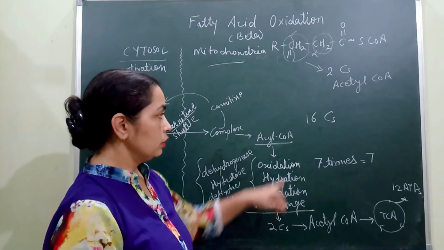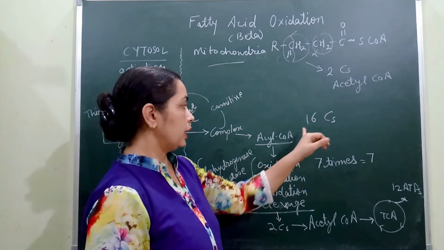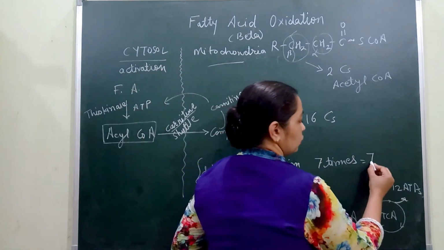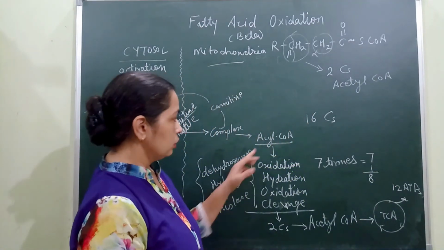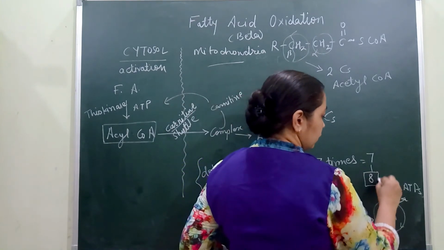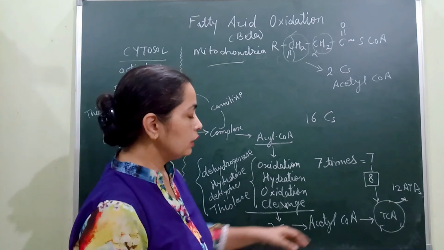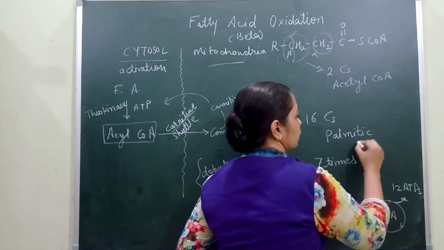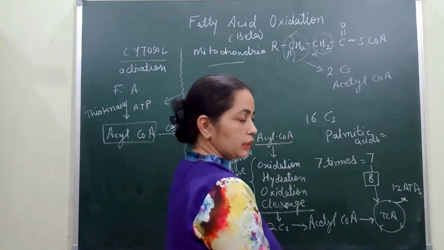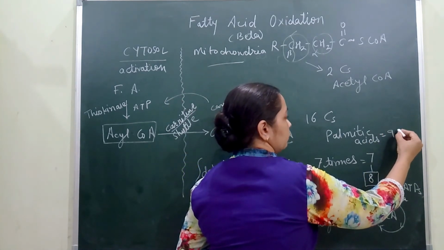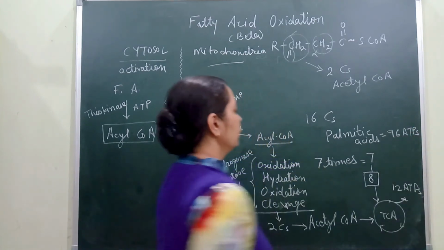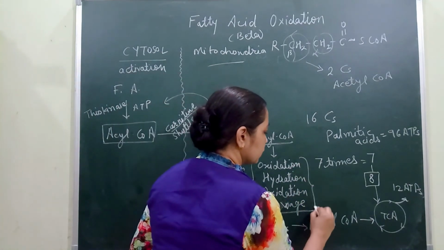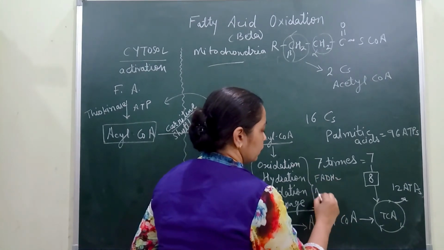While in the last step, where the 14 carbons are released, the 2 carbon fragment will be left behind, so that is again in the form of acetyl coenzyme A. So that's why there are a total of 8 acetyl coenzyme A from palmitic acid, and these 8 acetyl coenzyme A will go into the TCA cycle, and there they will produce 96 ATPs.